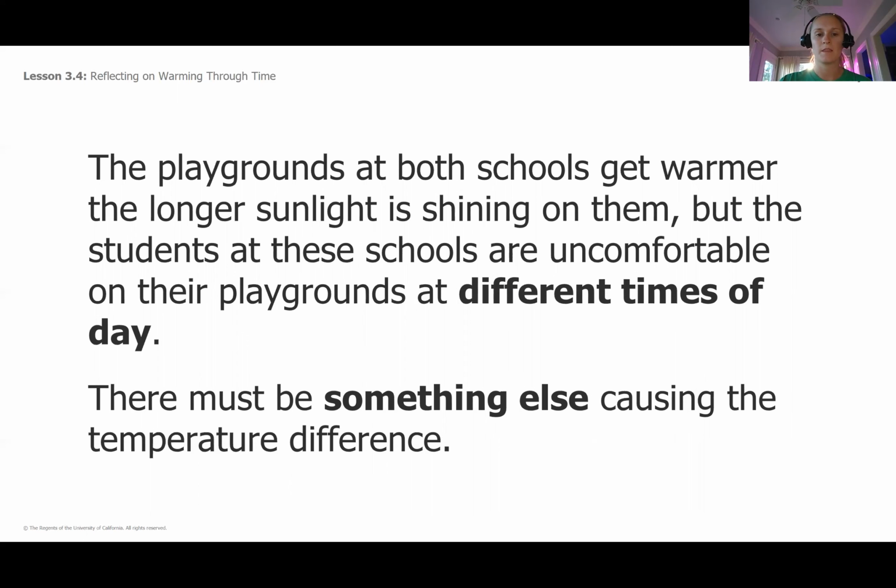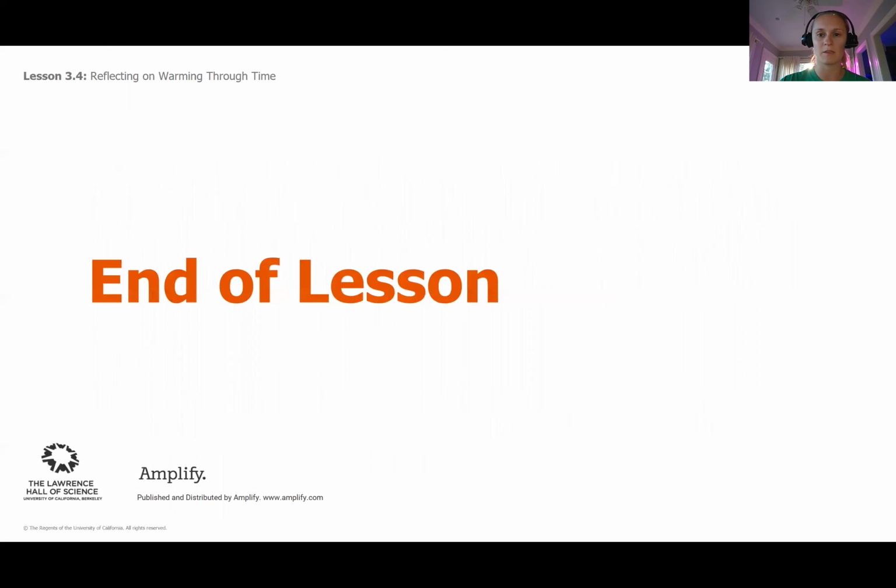The playgrounds at both schools get warmer the longer sunlight is shining on them, but the students at these schools are uncomfortable on their playgrounds at different times of the day. There must be something else causing the temperature difference. So it can't just be the time of the day, because their playgrounds are different, even though they take the temperature at the same time of day. So we're going to get into that next week, and we'll make some predictions and see what's happening. But that's all that's going to happen this week.